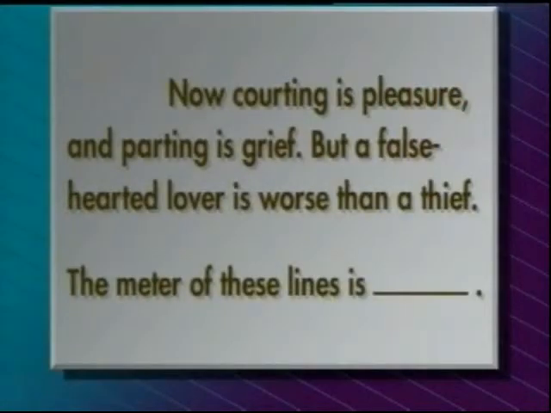This item can be converted into a completion item by deleting the options. For example, now courting is pleasure and parting is grief, but a false-hearted lover is worse than a thief. The meter of this line is blank. I suppose I have presented enough examples of knowledge items.